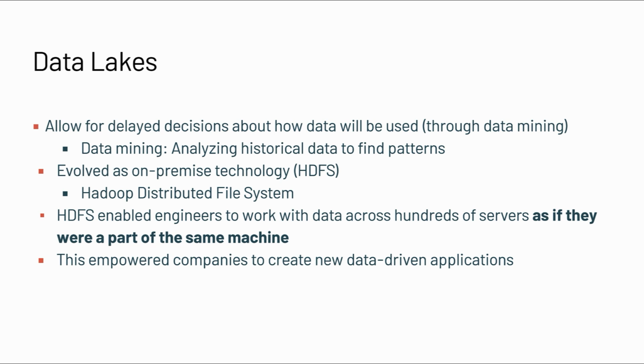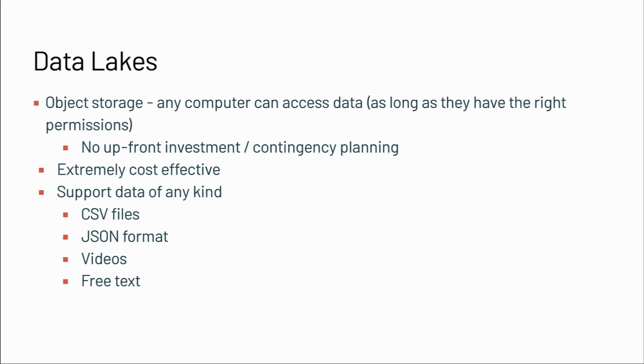of the same machine. So what that meant is that physical infrastructure was still expensive to purchase. They still had to purchase computers, maintain those, update those as well. But that ability to work with data distributed across dozens or hundreds of servers as if it were a part of the same machine is what allowed these big companies like Facebook or Netflix or Yahoo to create and power these new data-driven applications. There are a lot of companies, in fact, your company might be one that continues to run HDFS data lakes on premises, but most companies have transitioned to working in the cloud or are in the process of transitioning to work in the cloud.